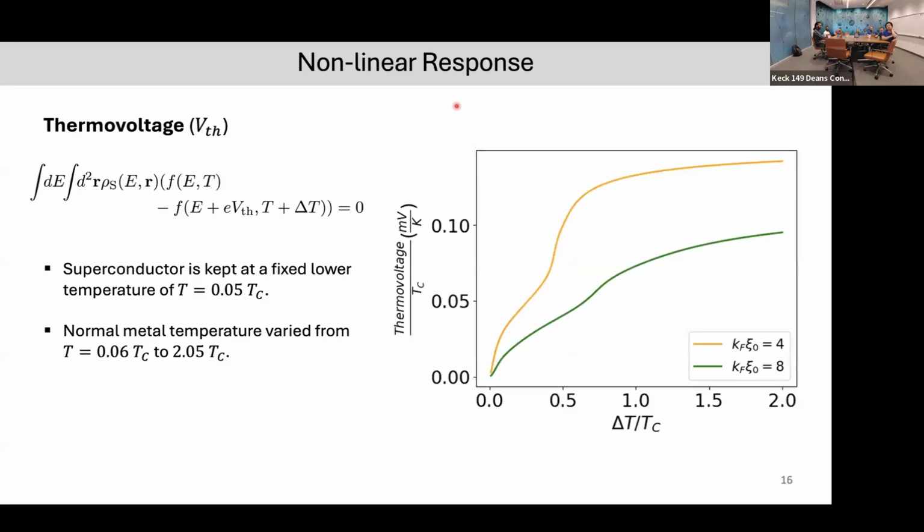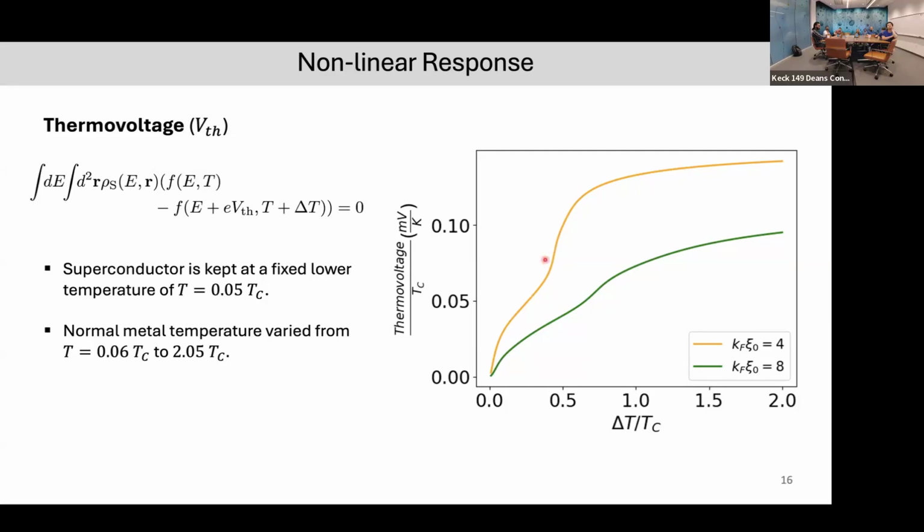And for the nonlinear response, in which the thermodynamic forces are large enough that we cannot apply the linear response regime, here I'm plotting the thermovoltage, which is just the voltage bias that you need to apply across the junction if you have a large enough thermal bias across it, in order to ensure that the current across the junction is 0. So this is what we get for the thermovoltage. It increases at a faster pace for lower temperature, but at some point it has to saturate.